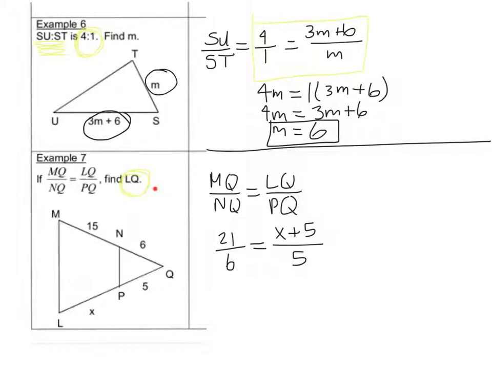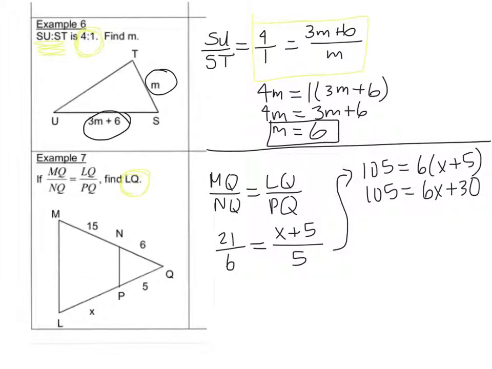Now solving for X should be easy, but just keep in mind they asked us to find LQ. So once we find X, we'll have to do some calculations. So I'm going to go ahead and multiply across. 21 times 5 is 105, and then I have 6 times the quantity x plus 5. So I'm going to distribute that 6 to get 6x plus 30. And when I take 105 and subtract 30 from it, I get 75 equals 6x, and when I divide by 6, I get x equals 12.5.